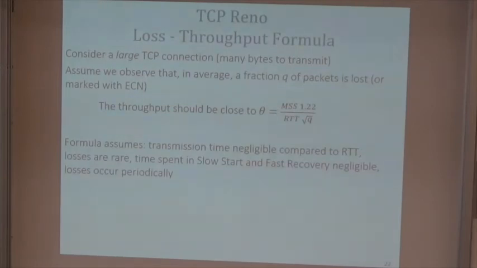TCP Reno has been for many years really the model of how congestion control should be behaving in the internet, because that's the first stable solution that solves the congestion control and congestion collapse issues. Therefore, a lot of attention has been given to understanding it exactly, and in particular, there is this very useful formula, which we call a loss throughput formula, that says how the loss probability relates to the throughput experienced by a TCP connection.